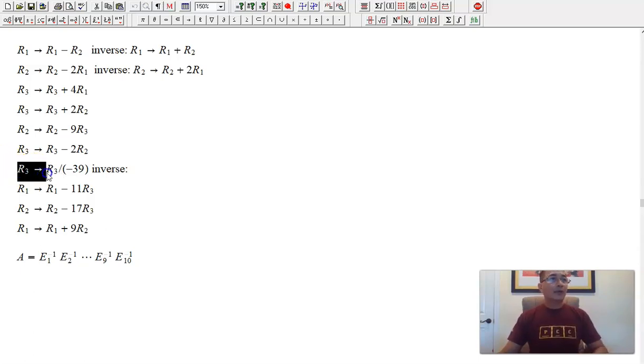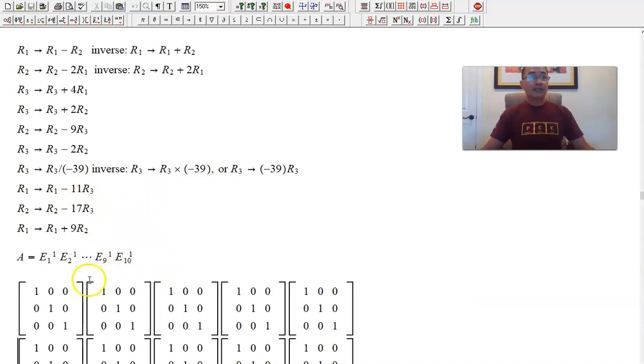Okay? So the inverse of this operation will be R3 becomes R3 multiplied by negative 39. And if that doesn't look natural to you, you can also write it as row 3 becomes negative 39 times row 3. Okay, so the same for these operations. They will be just like these. Instead of minus 11, you'll get plus 11, and so on. Okay, so now let's assemble these 10 matrices.